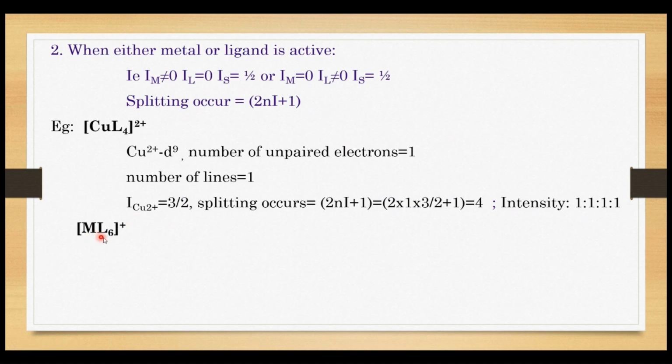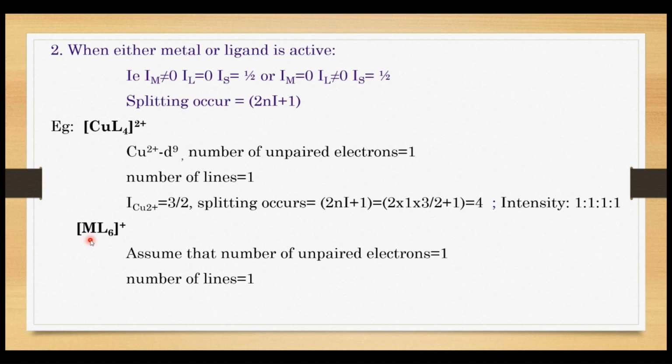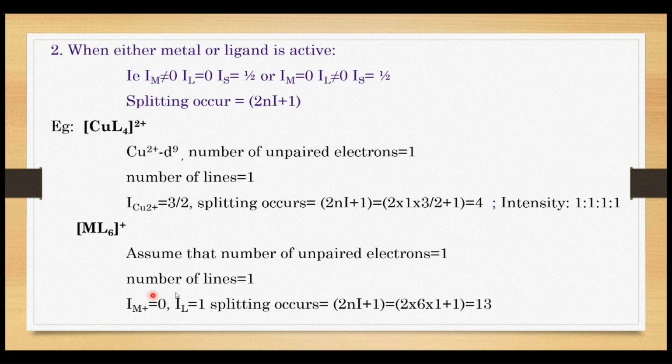Next, another example, ML6 plus. Here we are considering that metal is inactive and ligand is active with a spin of 1. Okay, this is an assumption. Here unpaired electron is 1. We are assuming that number of unpaired electron is 1, so the number of lines will be 1.